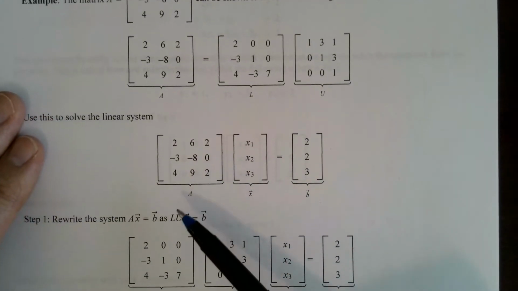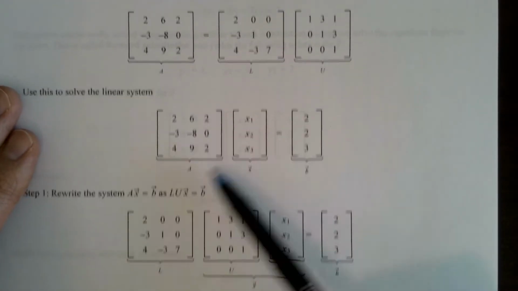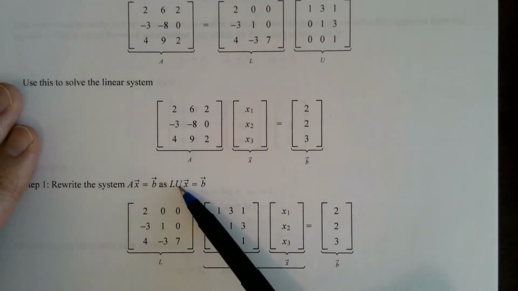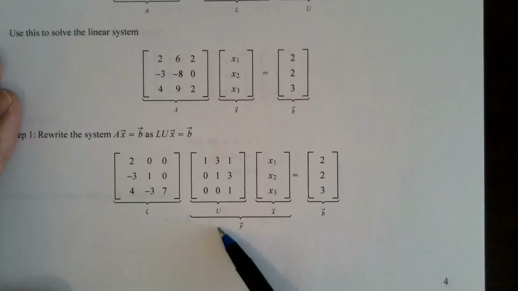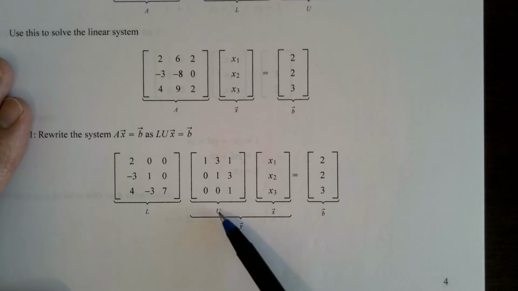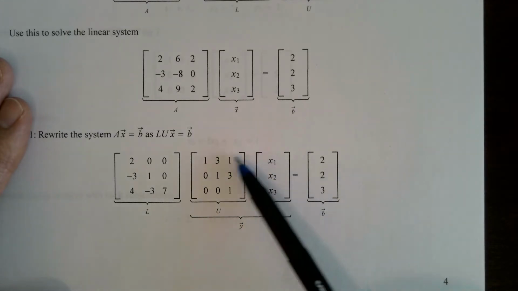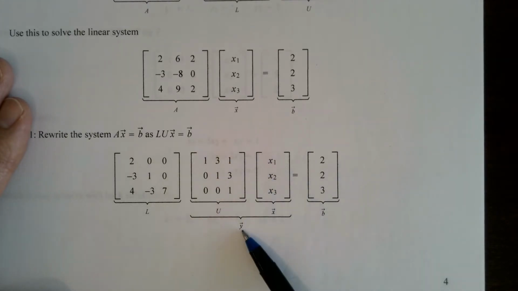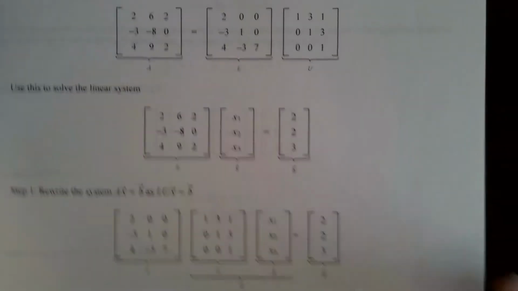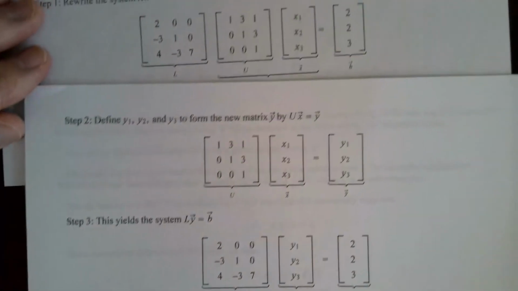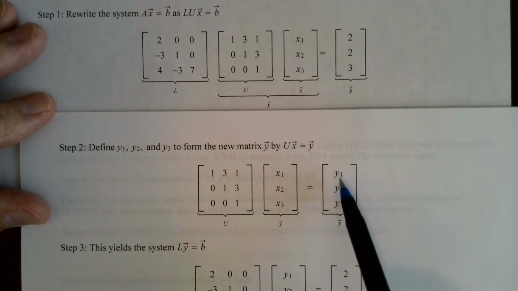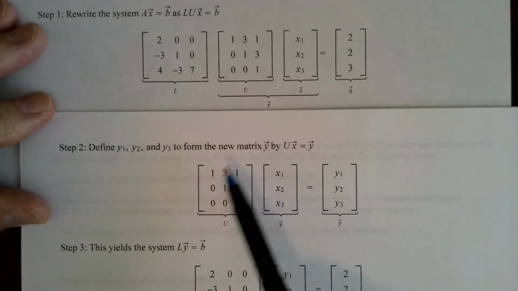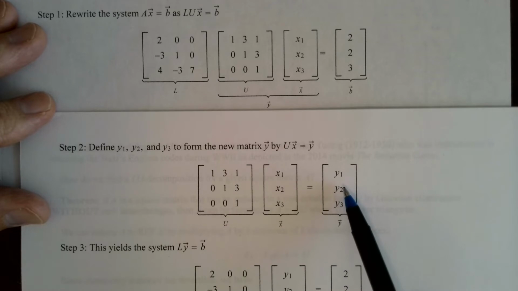All right, so remember the process. We're going to start with AX equals B, and we're going to replace A with LU, which is this. So I'll have this system, LUX equals B, and then we're going to call UX, remember, U is n by n, X is n by 1, so this product right in here is n by 1. I'm going to call that a new variable called Y. And that gives me this system here. We define Y to be the vector with y1, y2, y3.